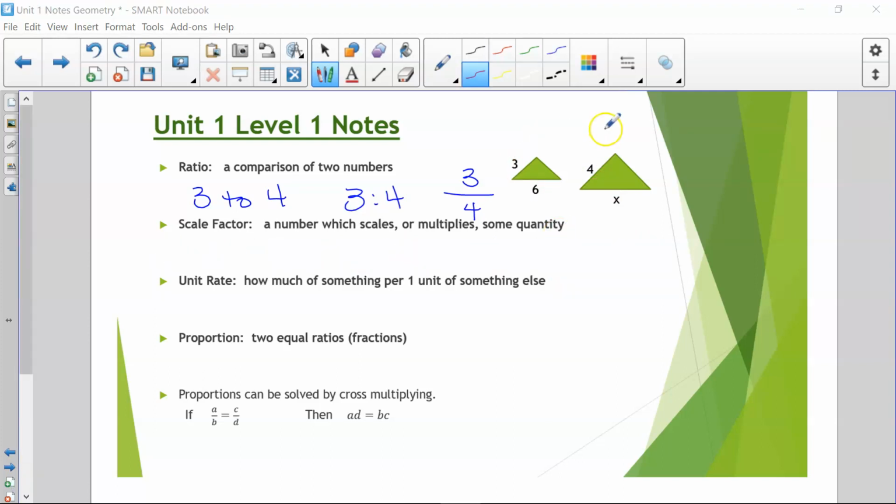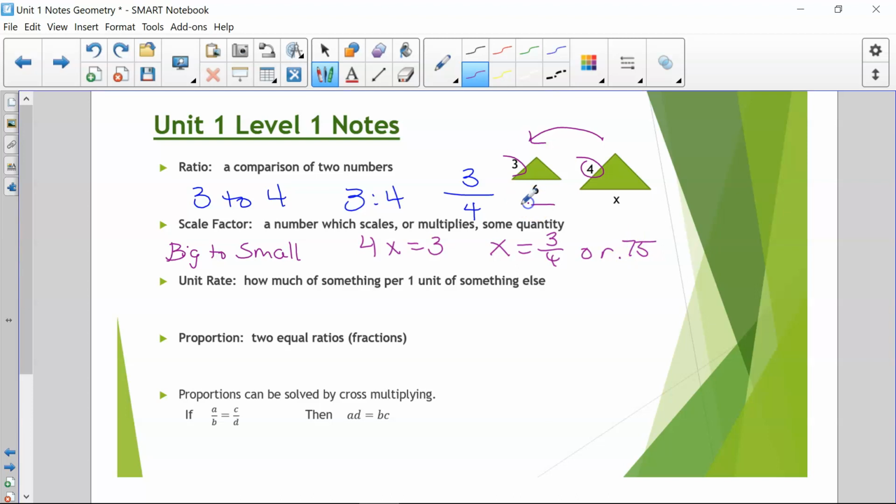I could also find the scale factor from going from the big triangle to the small triangle. And that would mean 4 times what equals 3. If I solve for this, x would be equal to 3/4, the scale factor, or 0.75. So the small triangle is 3/4 the size of the big triangle, or times 0.75.